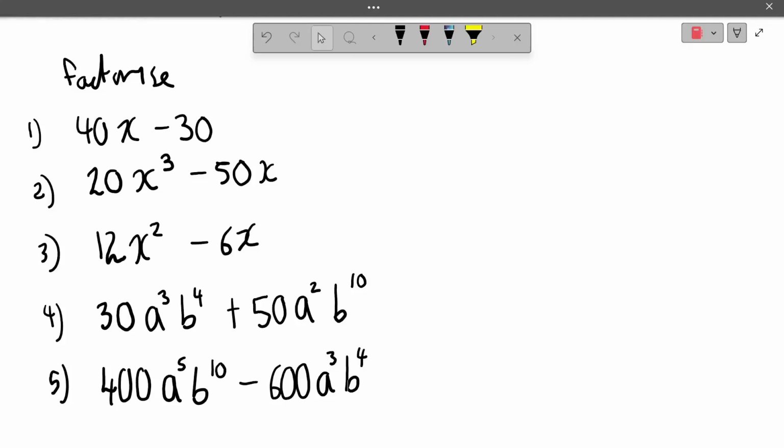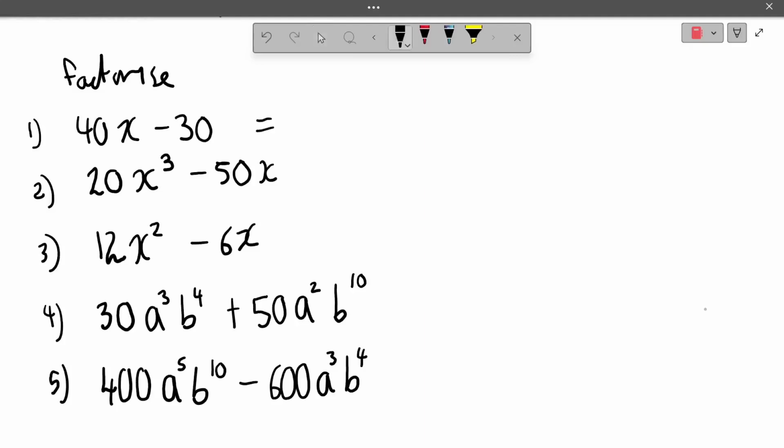Why don't you pause the screen now and get some paper and have a go. And in a moment, I will work through them. So pause, and in a second, I'll work through. So hopefully you've had a chance to have a go at these, but let's wander through them ourselves.